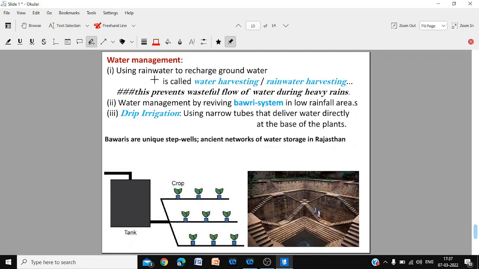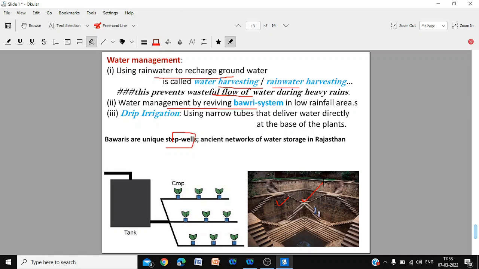Water management. Using rainwater to recharge groundwater is called water harvesting or rainwater harvesting. That is, the rainwater should be allowed to recharge the aquifer. It prevents the wasteful flow of water. Water management by reviving the Bowery system, these are wells, step wells. The Boweries are step wells. You can use the step well system which was once used in Rajasthan in olden times.